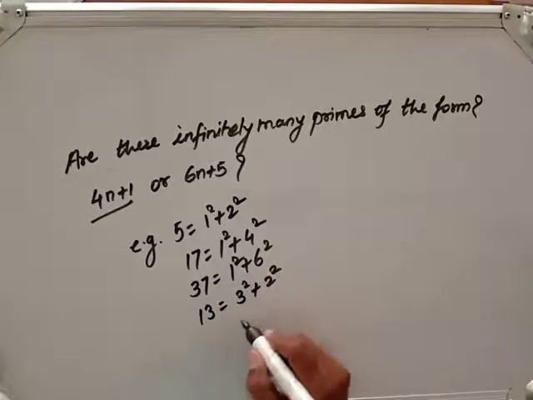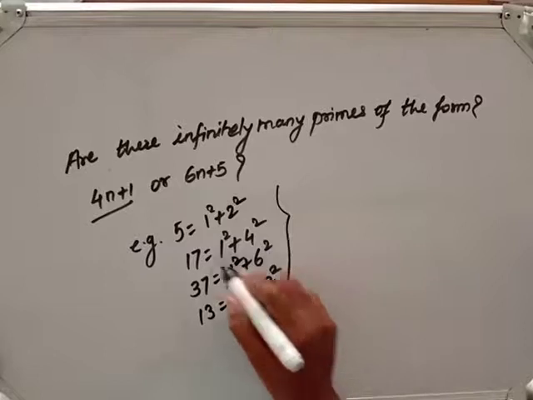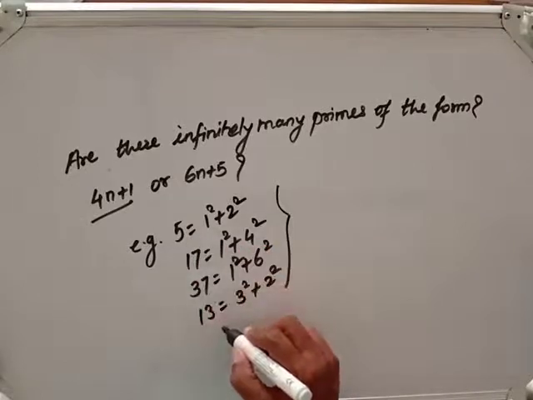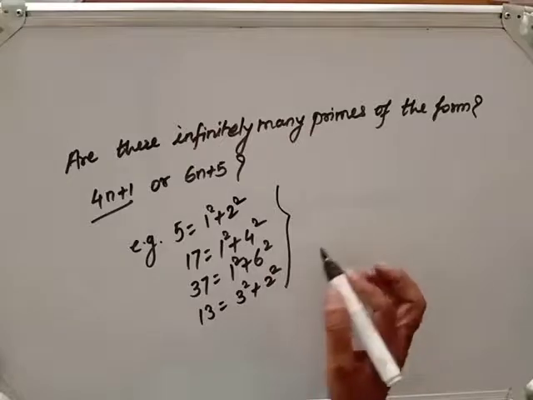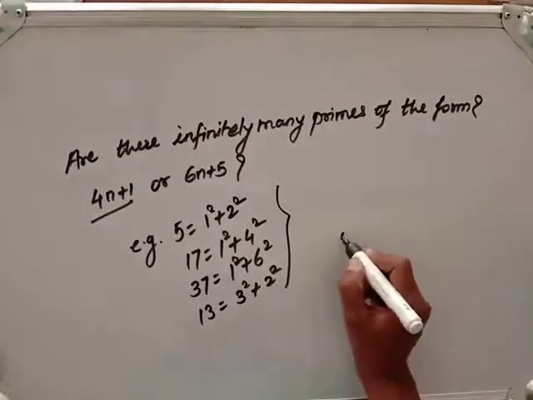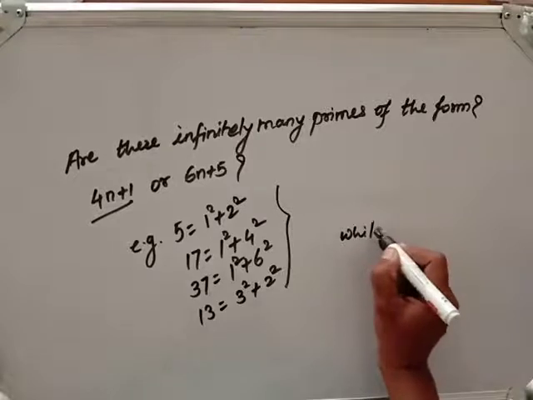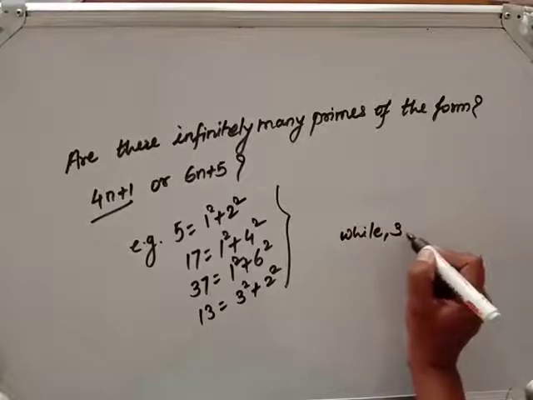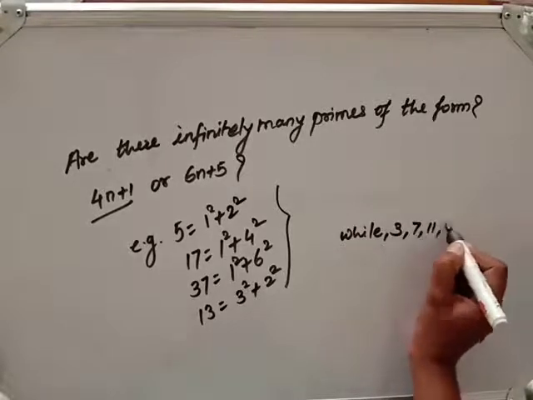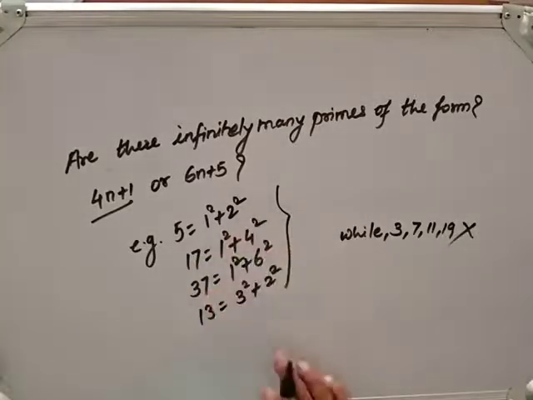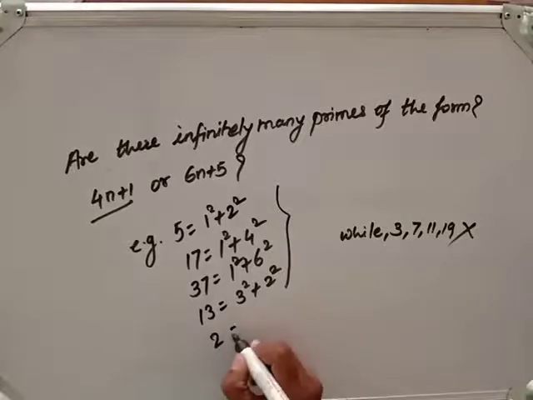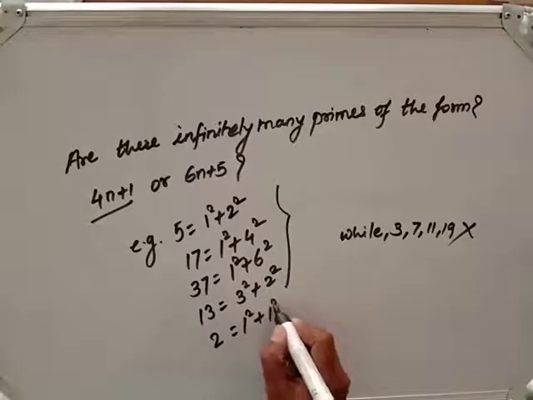This is possible for 5, 13, 37 and so on. For other numbers this is also possible. While for 3, 7, 11, 19, for these numbers we are unable to write them as a sum of 2 squares. For 2 it is possible: 2 is 1 square plus 1 square.